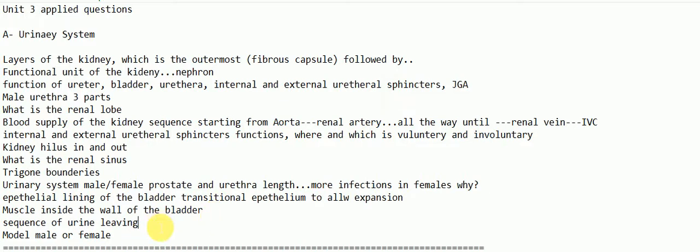What's the sequence of the urine leaving the bladder? It goes from the tip of the pyramids, which is called the renal papilla, which contains the papillary ducts.